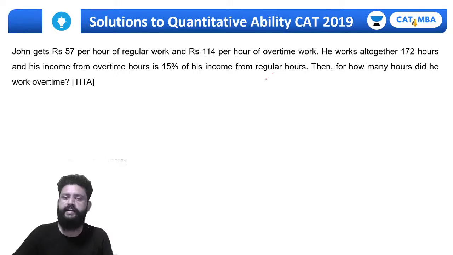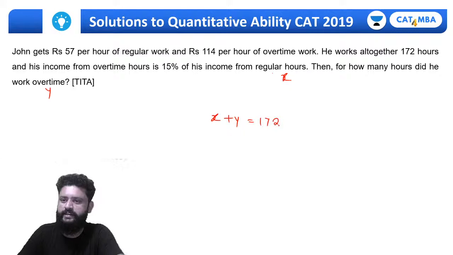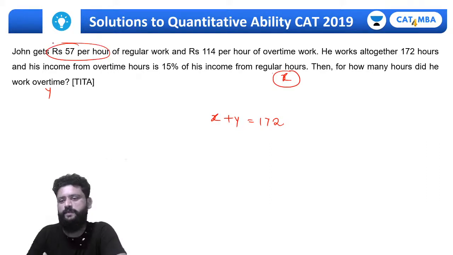लेट्स अंडरस्टैंड, उसने रेगुलर आवर्स x आवर्स है, एंड उसका ओवर टाइम आवर्स जो है वो y है, तो पहला मेरा इक्वेशन बनेगा x plus y has to be 172. Don't think too much. Clear? Then next equation, for x hours he get paid 57 rupees per hour. इससे easy क्या हो सकता है, 57x plus for this he get paid 114.